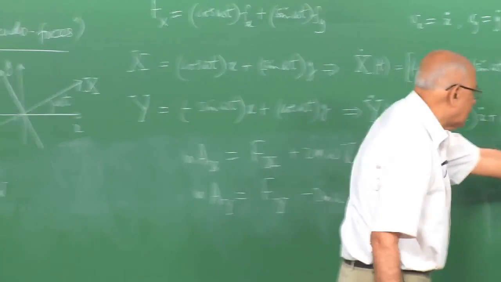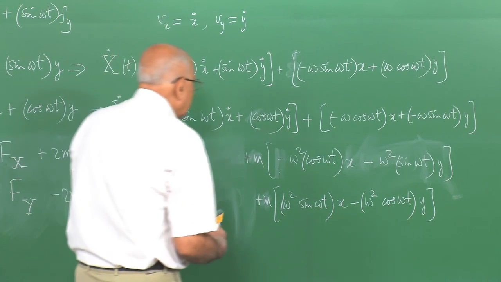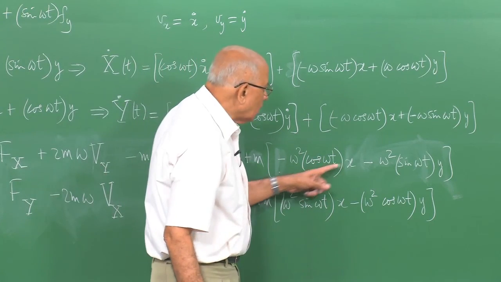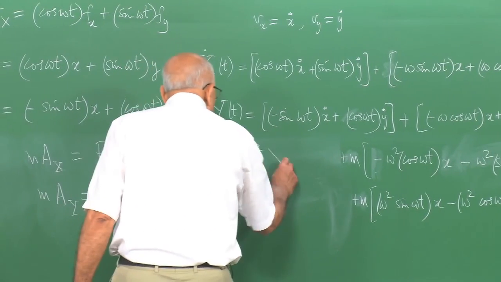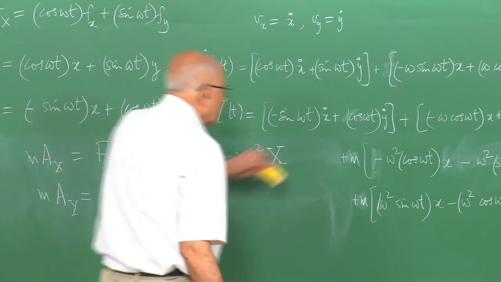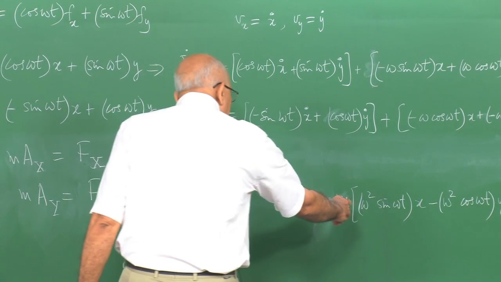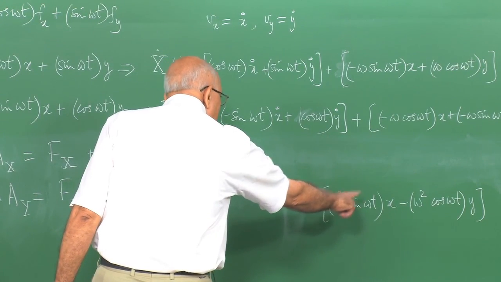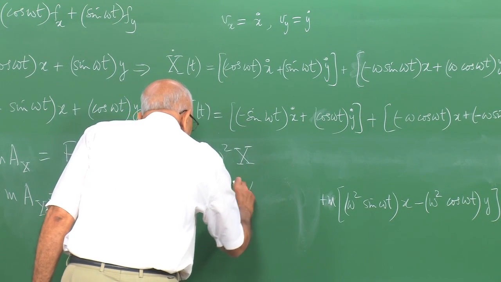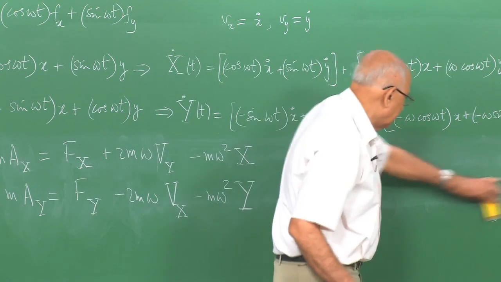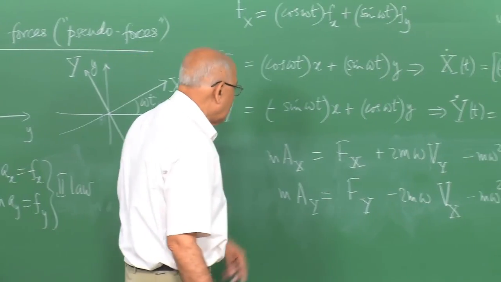And what are these terms like? Well, again you can see that this is minus m omega squared. So I pull out a minus omega squared, I get cos omega t x plus sin omega t y, that is capital X. So this is minus m omega squared capital X. And in exactly the same way, if I pull out a minus sign, this gives me minus sin omega t x plus cos omega t y. So this is minus m omega squared capital Y. So these are our final expressions for the x and y components of the acceleration.